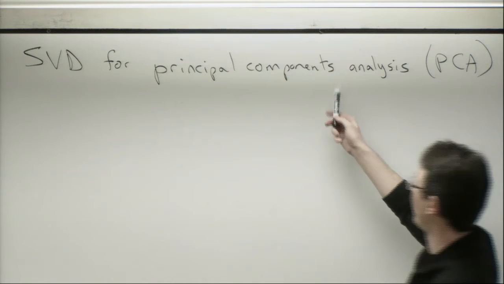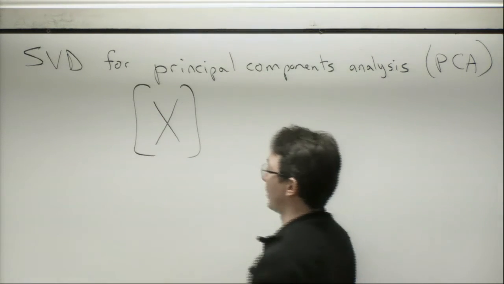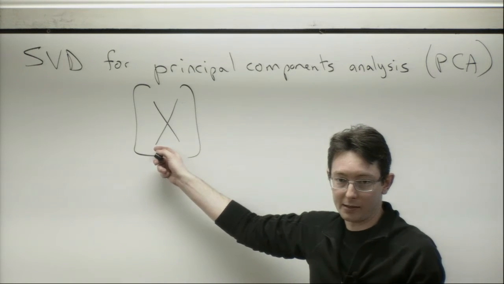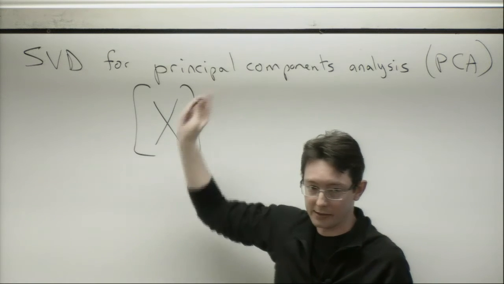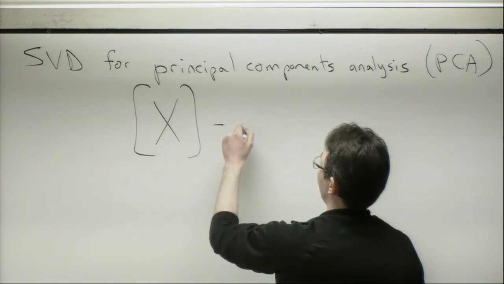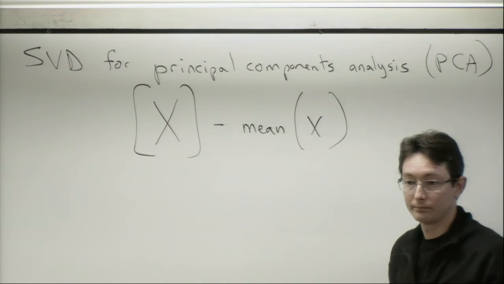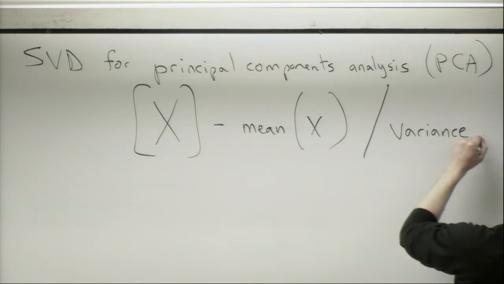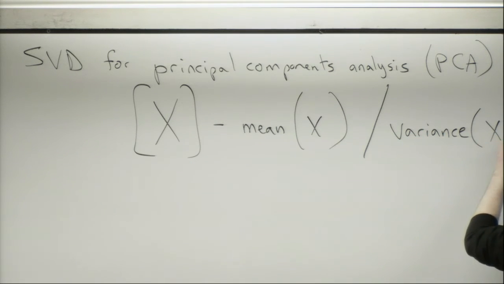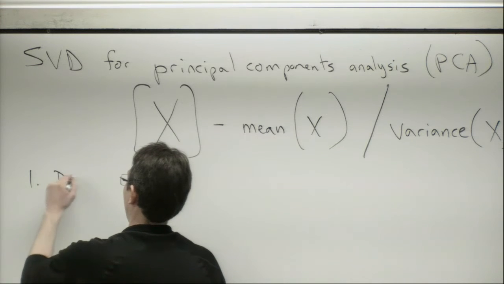Basically, principal components analysis takes a big data matrix X, and it tries to find the dominant correlations in X, just like the SVD does. So if I take the SVD of X, I get the principal components analysis. But usually what I do is I subtract out the mean of X first, and I divide by the variance of every row. So let me give you an example of the major differences between SVD and PCA.